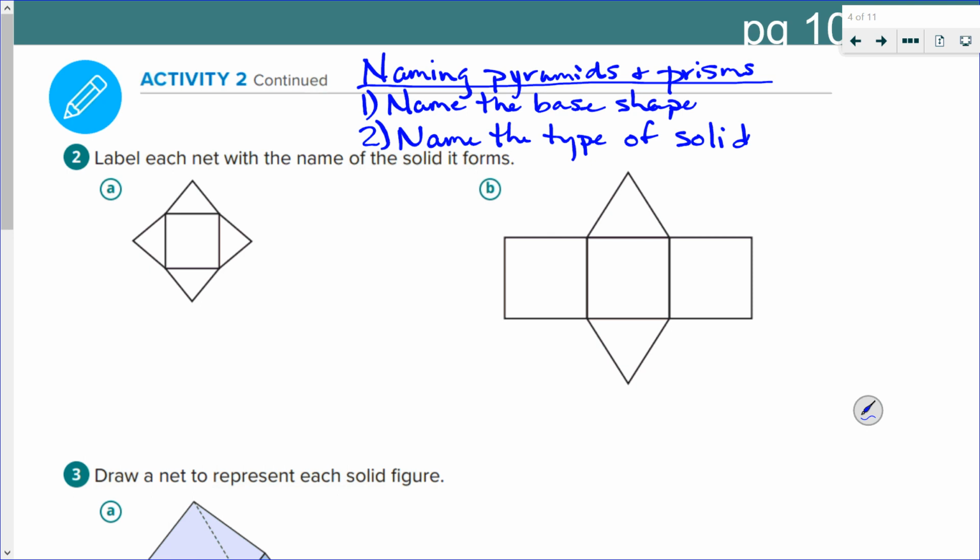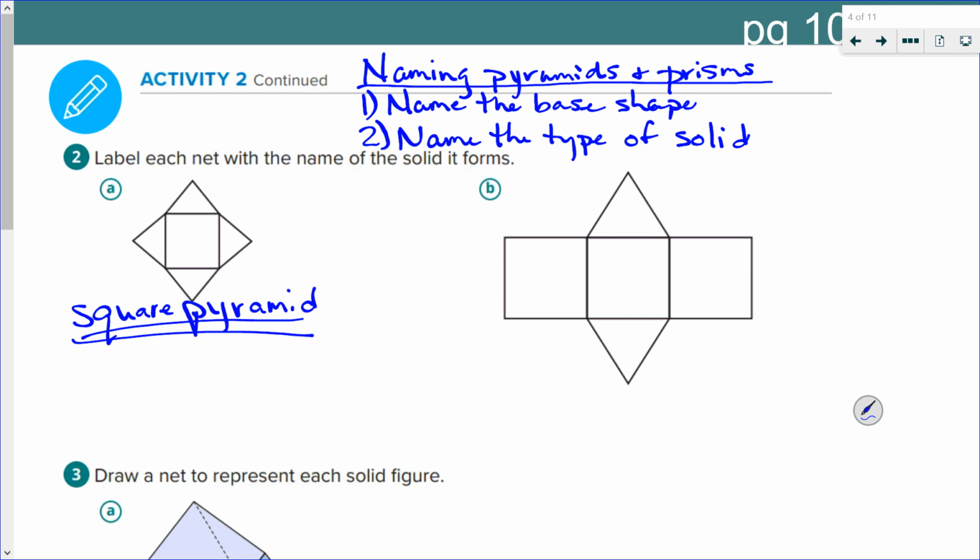Okay? Meaning that this, what type of shape is that then? Pyramid. So I start with the base shape. What's my base shape if I'm folding up those triangles? Square. And then when I fold them all up, it's going to make a pyramid. So how do we name that? We call it a square pyramid. Make sense? Okay, the next one.